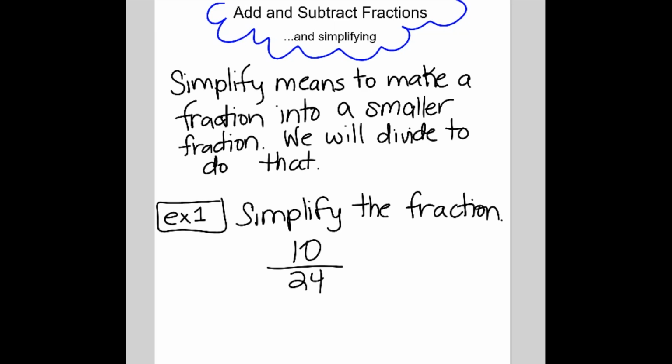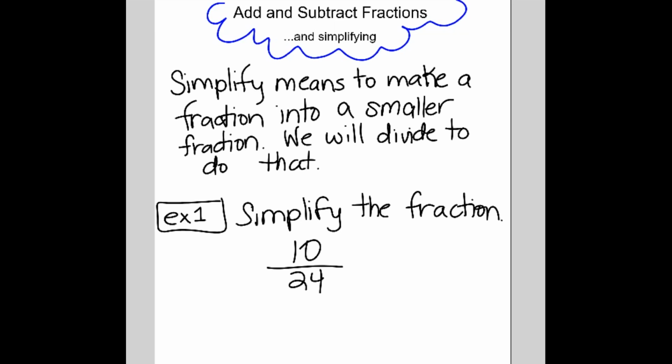So simplify means to make a fraction into a smaller fraction. We will divide to do that. If we look at the first example, it says simplify the fraction 10 over 24, 10 24ths. What that means, guys, is we're trying to get this 10 to the smallest number that it could be. We are trying to get this 24 to the smallest number that it can be. That way it could be the smallest type of fraction that gives us the same value. So if we put in the calculator 10 divided by 24, whatever that decimal is, we're still going to be able to get that decimal with the simplified fraction. It's just we want a smaller fraction to play with. So let's go ahead and get started.